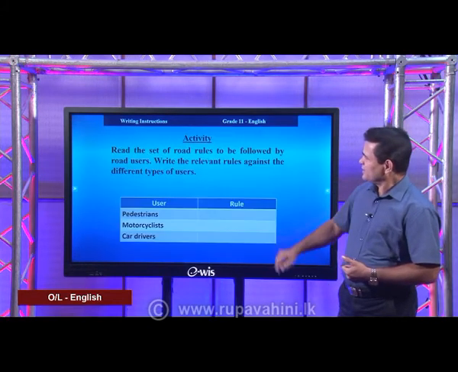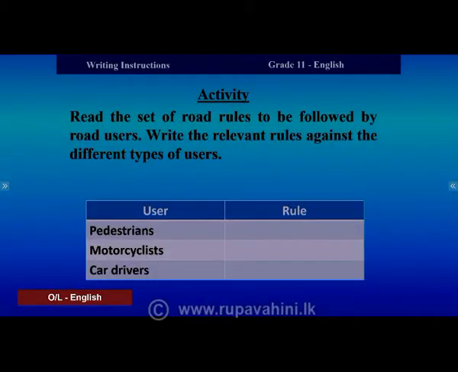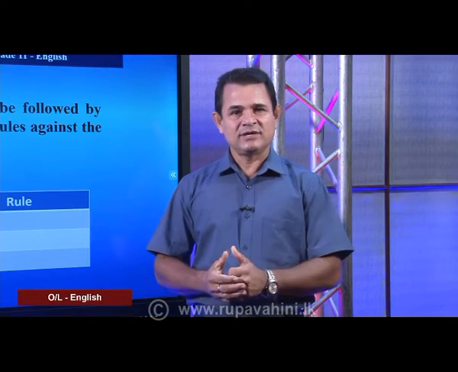Okay. Now just have a look at another activity, that is, read the set of road rules to be followed by road users. Write the relevant rules against the different types of users.